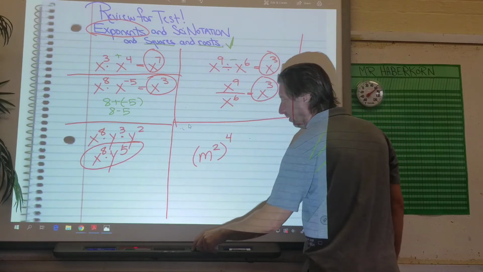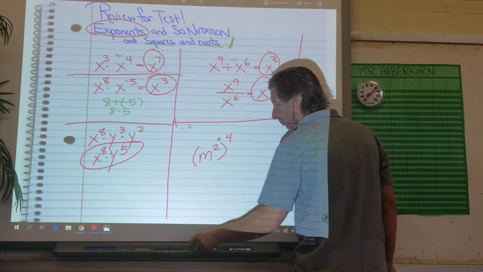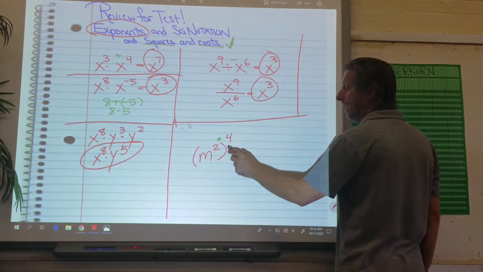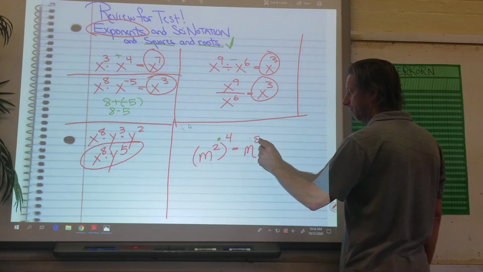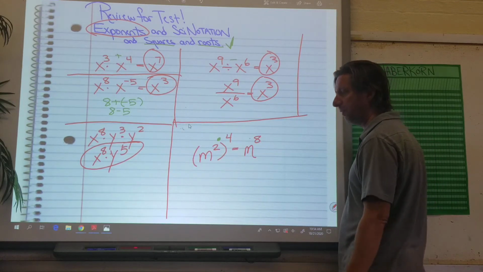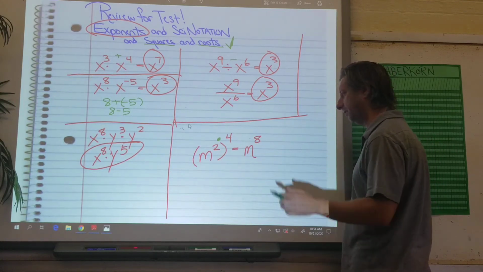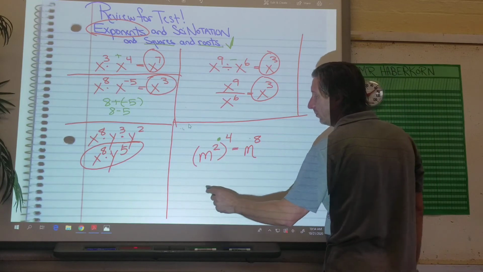These multiply, right? So this answer would not be m to the 6th. It's going to be m to the 8th. And it's not m to the b, m to the b. No, that's not it. That's something else. Okay, so let's try another one.